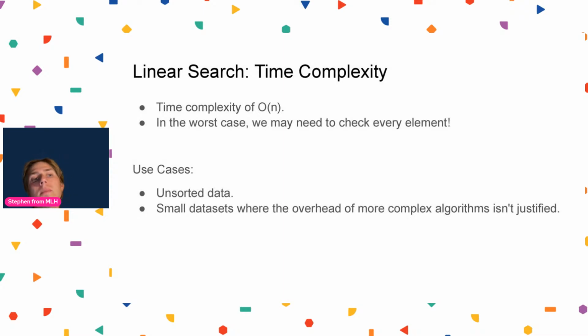But there are some times where linear search is really the only thing we can do. And that's especially true for unsorted data. So we could have unsorted data and there's really nothing we can do. We have to check everything. And another case could be where you have a small data set and the overhead of more complex algorithms is not justified, where you don't really need a complex search algorithm if you just have like 100 entries and you're searching a few times a day. You really don't need something that's going to be super complex.